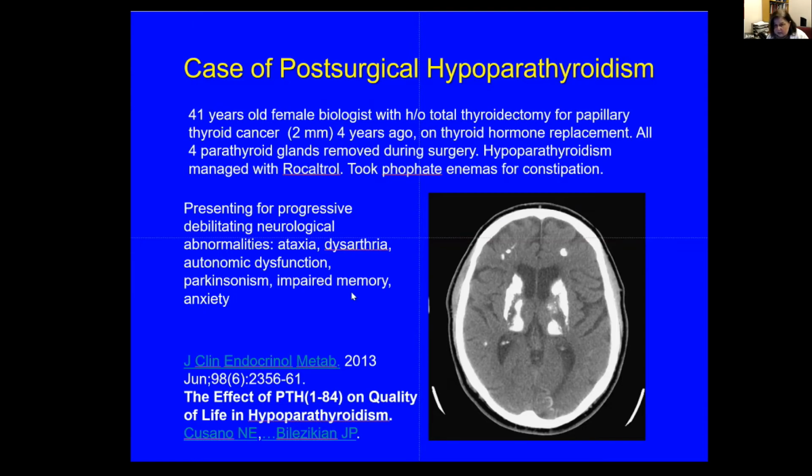Since then, I had multiple of this when long-standing hypoparathyroidism leads to excessive neurological damage. It could make the patient unable to walk, unable to write or read, and develop Parkinsonism and impaired memory. So just because a patient presents to you with Parkinson's, please check the calcium. It could be hypoparathyroidism.